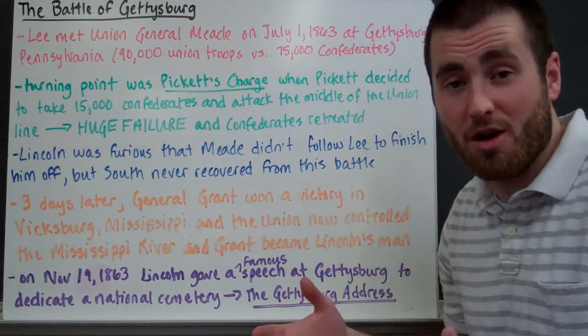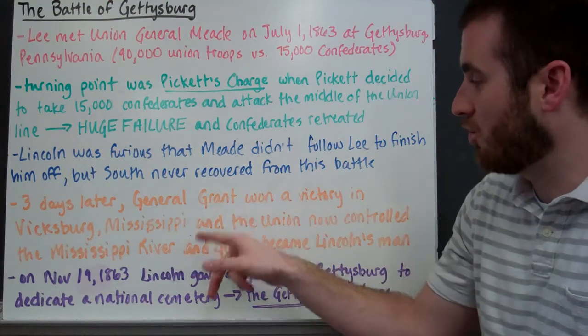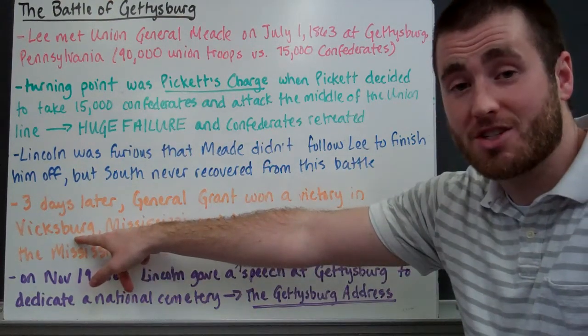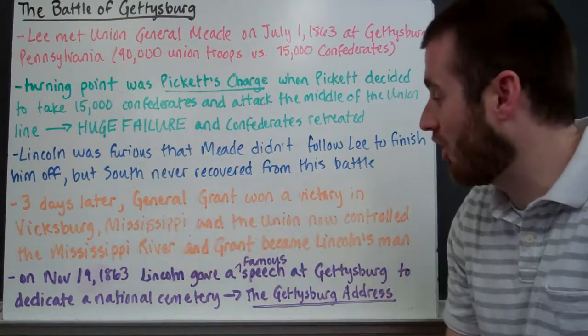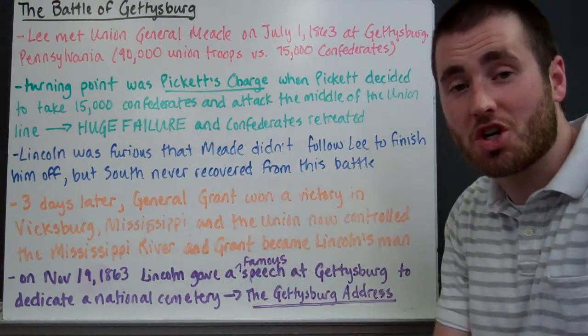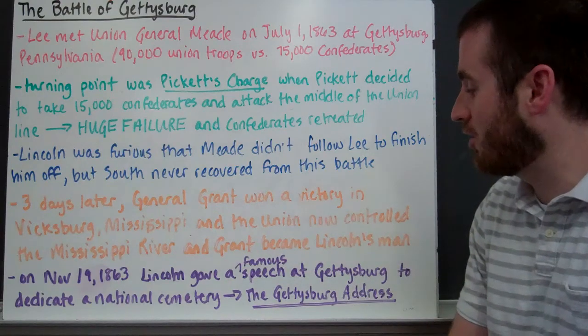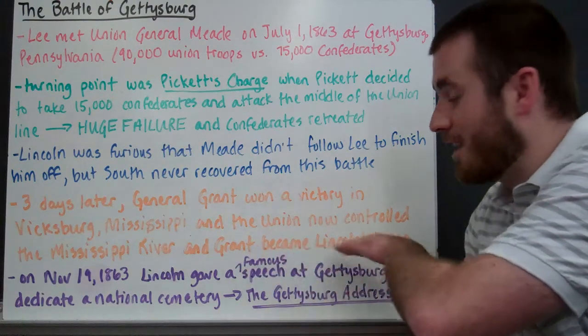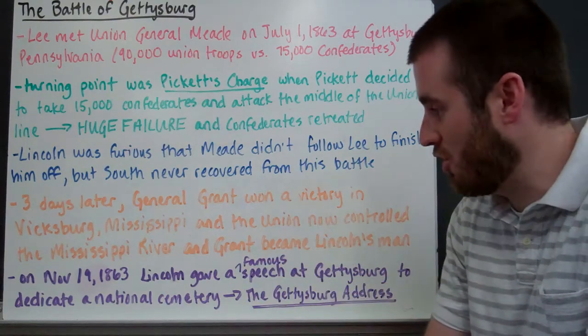And even more important for the Union was that 3 days later, General Grant won a victory in Vicksburg, Mississippi. He had been shelling this Confederate town for a long time, and the Union now controlled the Mississippi River because Grant took Vicksburg. So phase 2 of the Anaconda Plan was ready to rock and roll, and Grant after this kind of became Lincoln's man. They kept in close contact, and Grant pretty much ran the show from here on out.